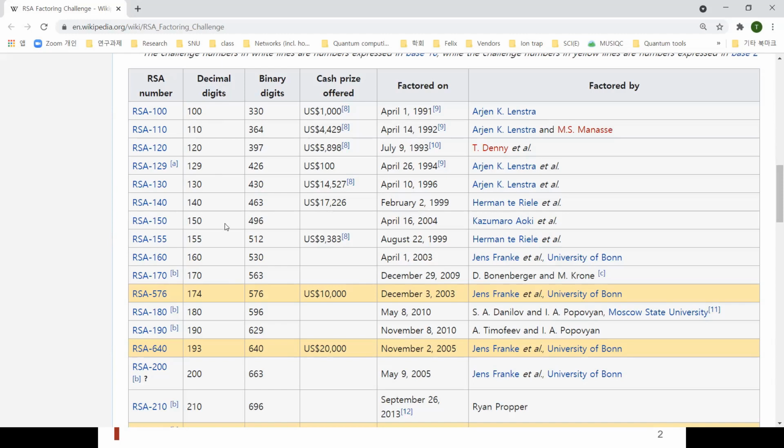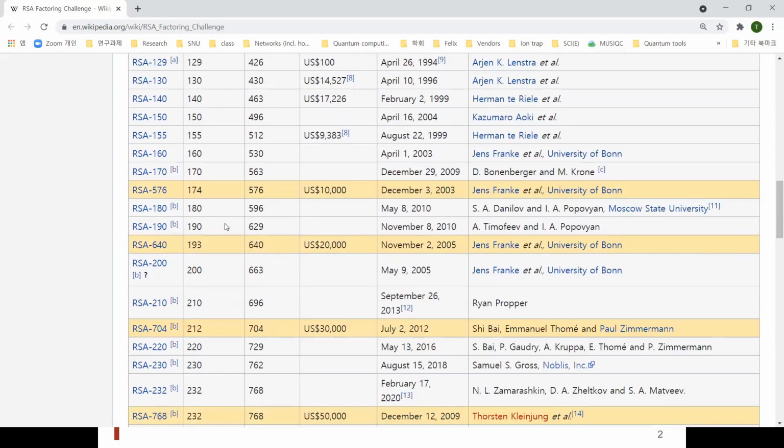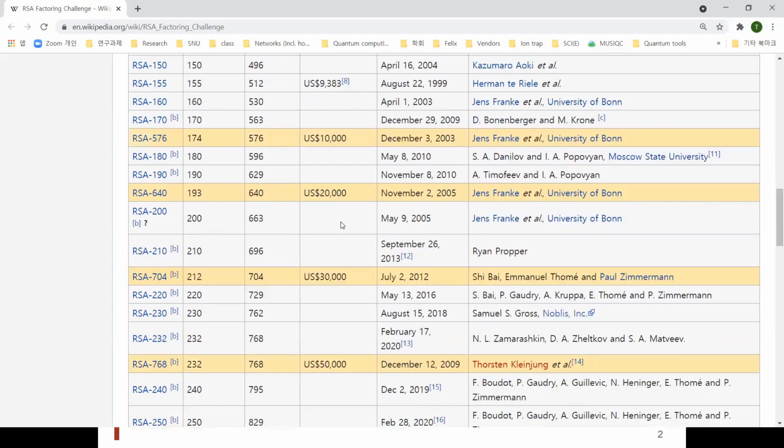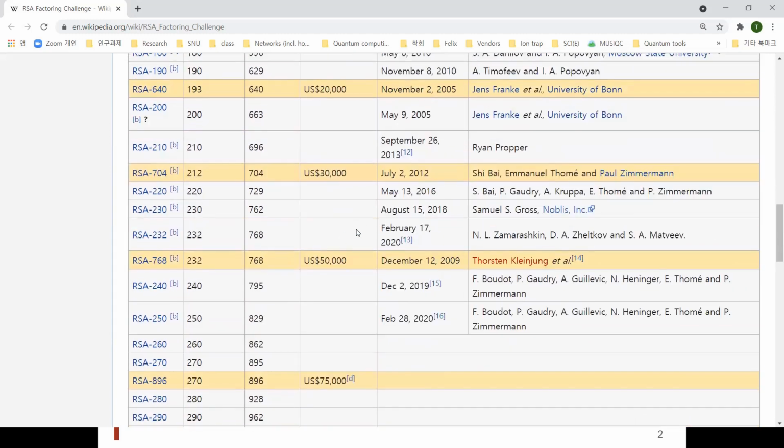And then RSA kept generating very large numbers, and people were trying to factor them. Once they succeeded in factoring, they got some reward or a prize. So there has been a lot of interest in factoring. And nowadays, as the size of the key increases, RSA people expected that no one can solve that within the given time limit.